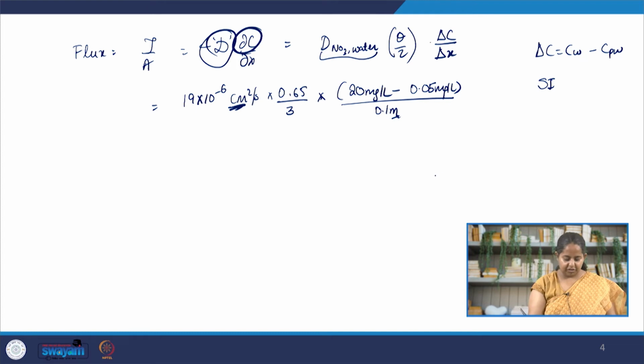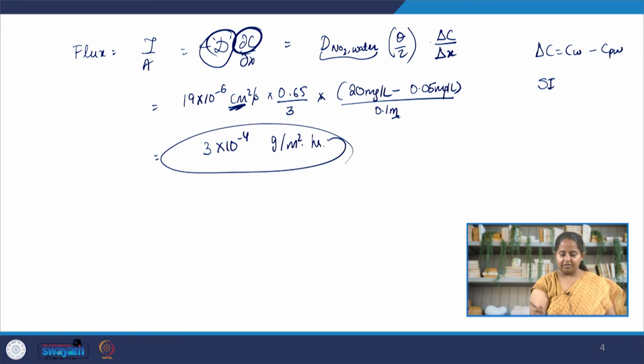When you correct it for the units, using SI units or any other system of units, the answer that we get, the net flux of nitrate from water column into the sediment, is 3 into 10 to power minus 4 gram per meter square per hour. So again, if you change the units, your value might change a little bit, but this is diffusion.